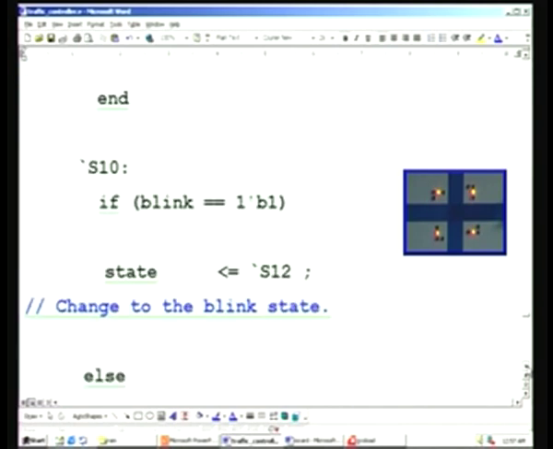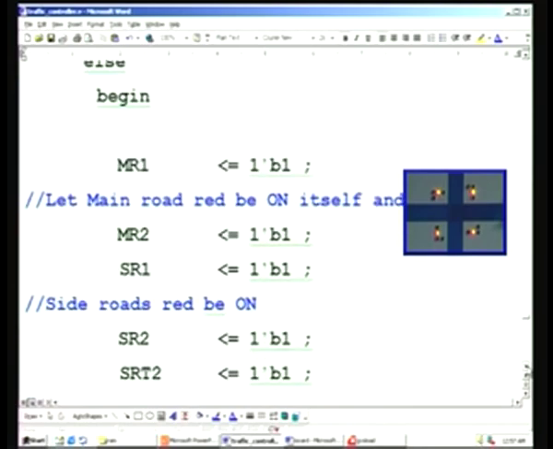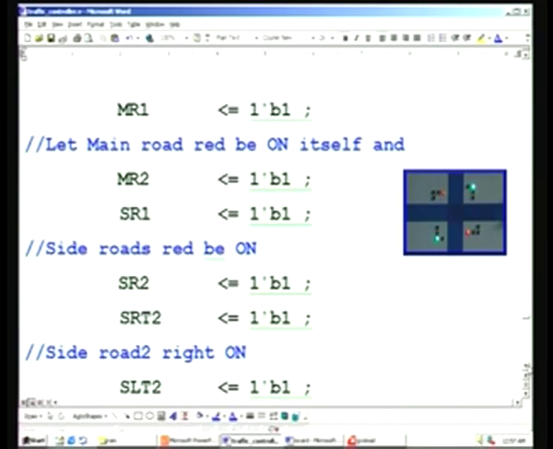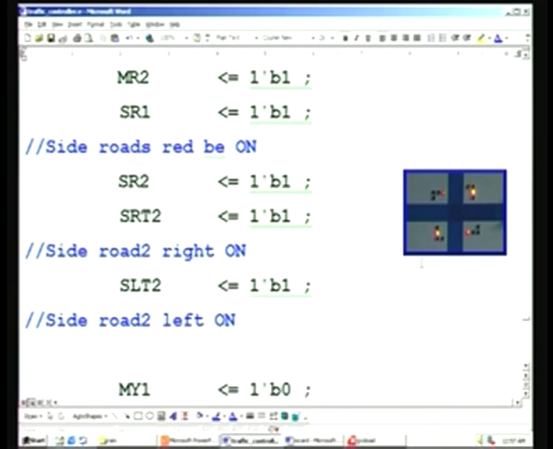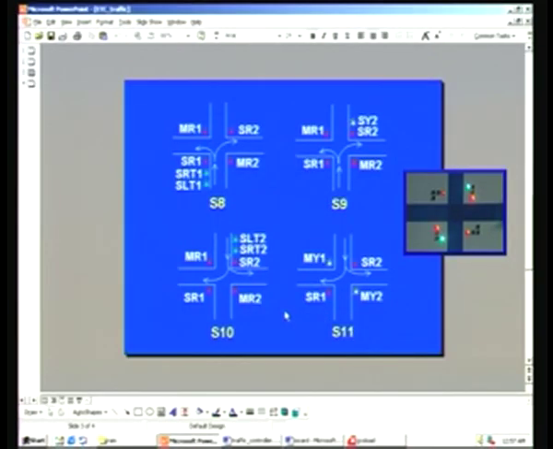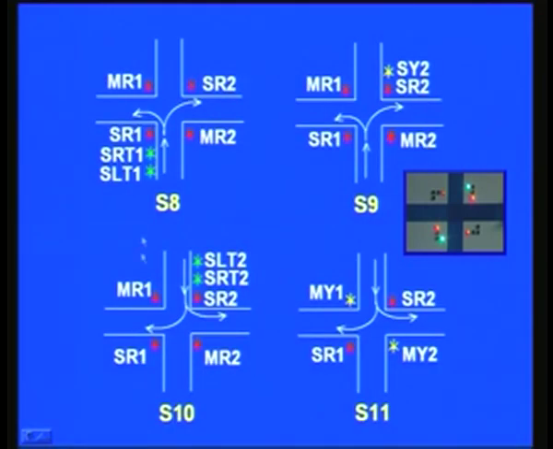And this is S10 sequence. Once again blink is taken into account, and in this case main road red as well as side road red are all 1, as well as right and left are on here. So, you can just have a look at this. So, you can see this S10 right as well as left on, and all other red, and this turns into yellow here, MY1, MY2, and then red there for S11 sequence.